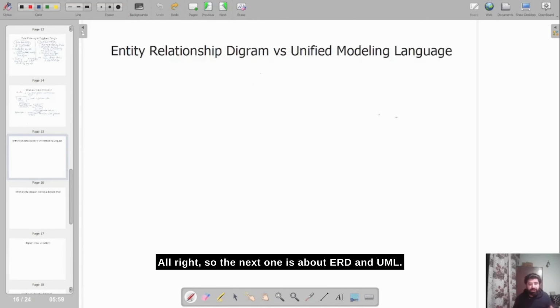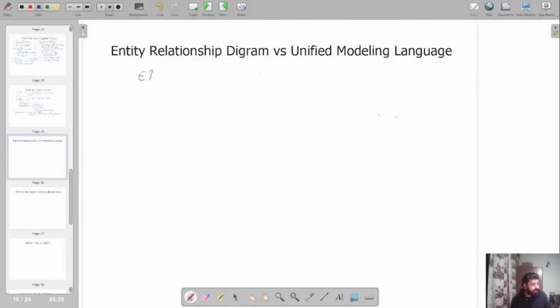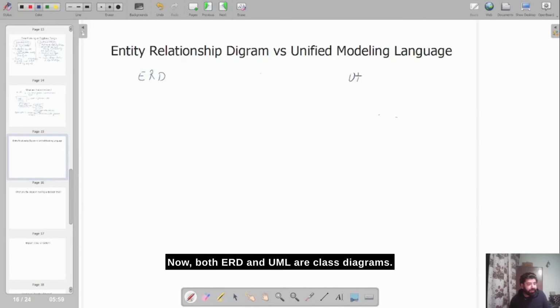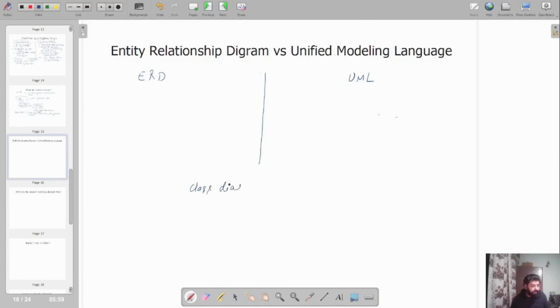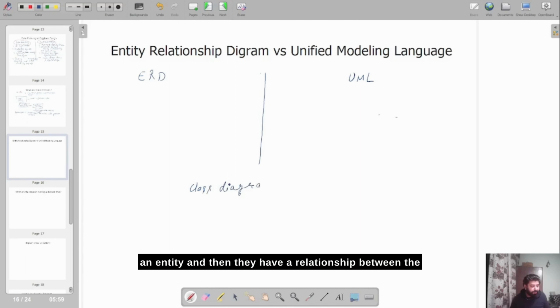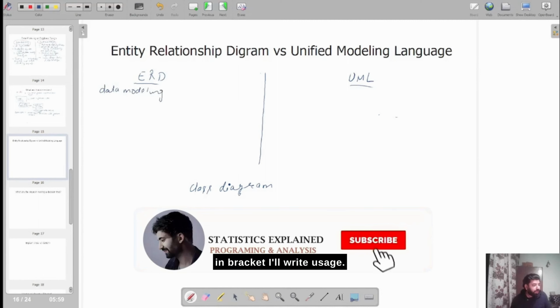All right, so the next one is about ERD and UML. So I'll just write ERD here and I'll write UML here. Now both ERD and UML are class diagrams. So when I say class diagrams, it means they have an entity and then they have a relationship between the entity and then they have the attribute of that entity. I'll explain what exactly I mean by entity, but just to understand this, this one is primarily used in data modeling. So I'll write data modeling and in bracket I'll write usage.